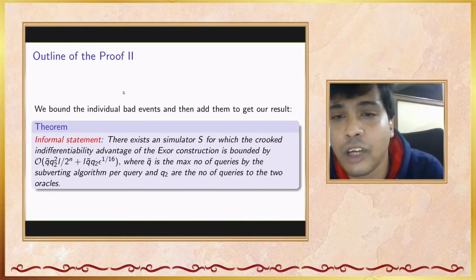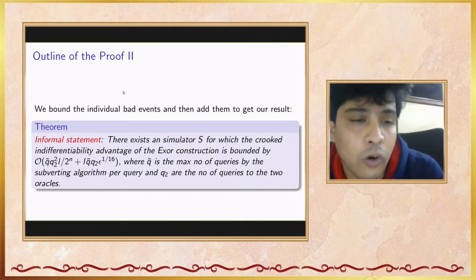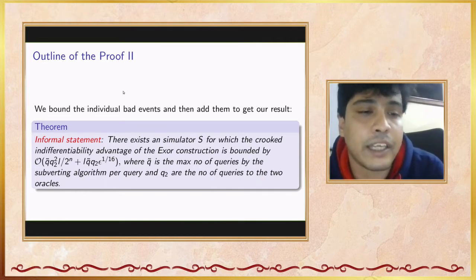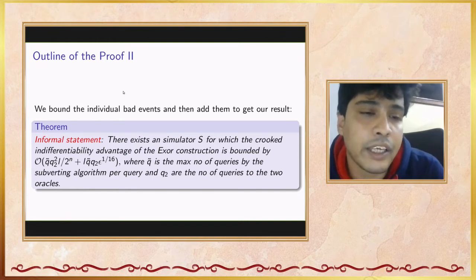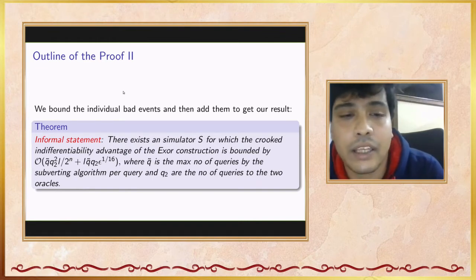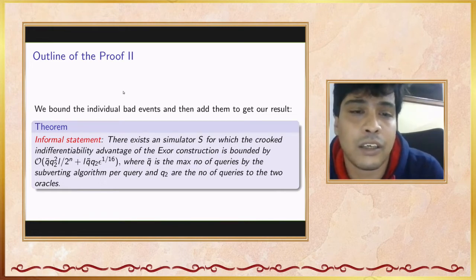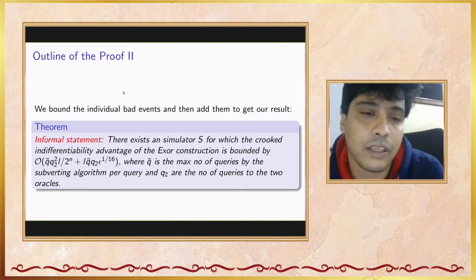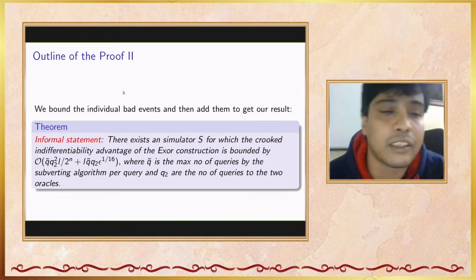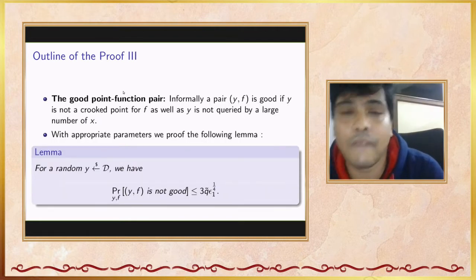So we bound the individual bad events and then add them to get our result. Informally, we are able to show a security advantage of the order of q tilde q2 square by 2 to the power n plus L q tilde q2 epsilon to the power 1/16, where q tilde is the maximum number of queries by the subverting algorithm per query, q2 is the number of queries to the 2 oracles, and L is the length, basically the 0 to L, of the function family from where we sample, basically the length of the indexing set.